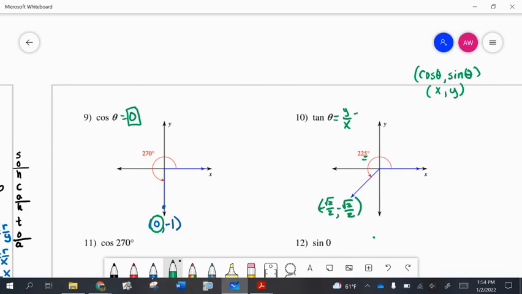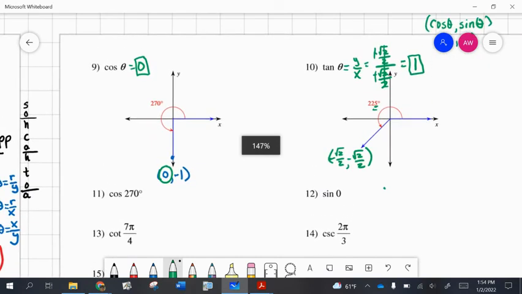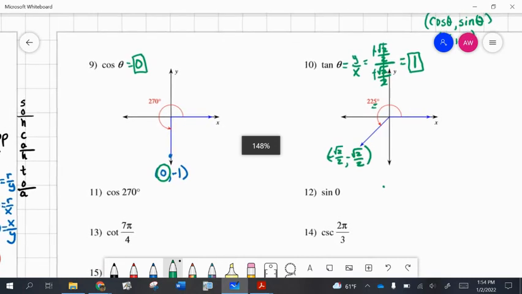Okay, so that's going to be negative root 2 over 2 over negative root 2 over 2. Negative over negative cancels. Anything over itself simplifies to 1. Root 2 over 2 over root 2 over 2 just simplifies to 1. So that's positive 1. Our tangent's positive 1 at 225. Now we're going to switch to the next video to go through the rest without the pictures already drawn, but we're still going to follow that same process.